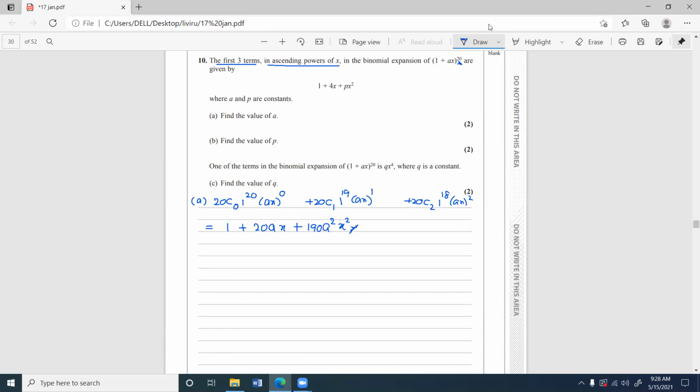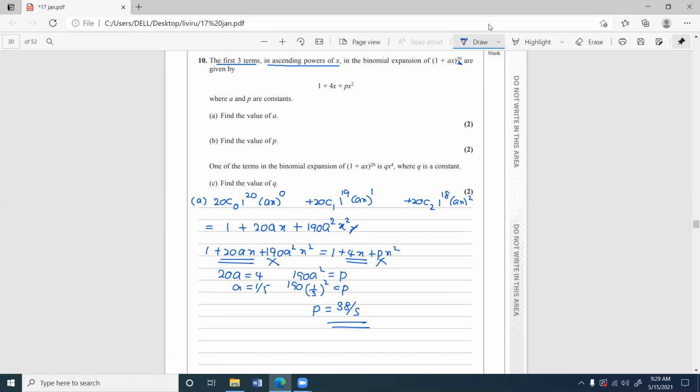Then they have given this expression, which is similar to 1 plus 4x plus px squared. Now you can see 20ax is similar to 4x. 20a is equal to 4. Therefore, a becomes 1 over 5. This term is similar to this: 190a squared is equal to p. So you can write 190 into 1 over 5 squared is equal to p. With this, you get the answer for p: 190 divided by 25. That is 38 over 5.